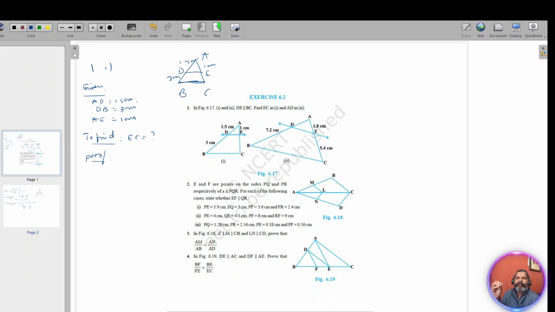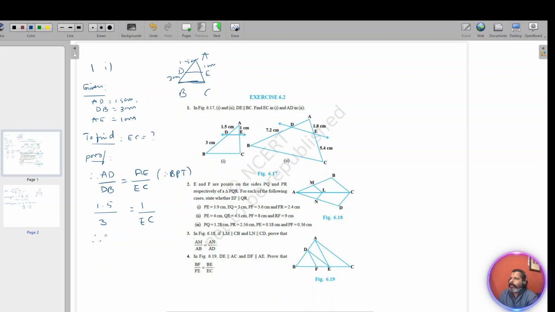Okay. Proof is what? By BPT, because DE is parallel to BC, right? If DE is parallel to BC, then the sides are in proportion. That's what BPT says. Therefore, what we can write, AD by DB equal to AE by EC, and you have to write the reason for it. That is very important. BPT. What is AD? Just substitute and solve the values. DB is 3. AE is 1 by EC.